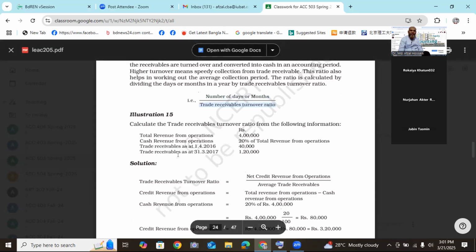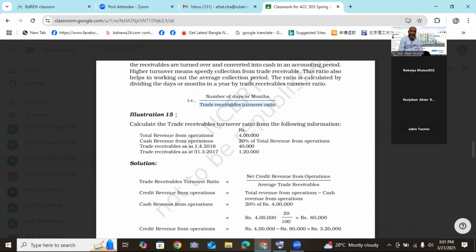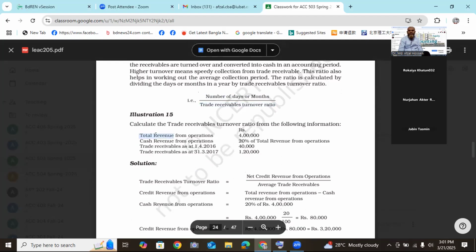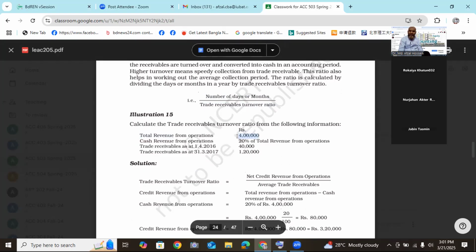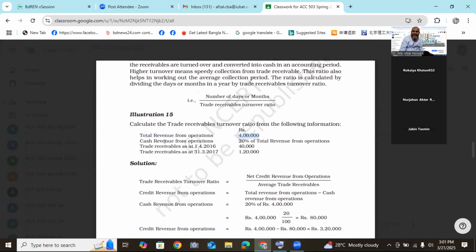We will solve an illustration, that means illustration number 15. Calculate trade receivable turnover. Total revenue is 4 lakh. Cash revenue from operations is 20% of total revenue. Okay, total revenue is 4 lakh, but out of 4 lakh, cash revenue is 20% of the total revenue from operations, and 80% is on credit or credit sales. Trade receivable at the beginning, 1/4/2016, is 40,000, and trade receivable at the end is given.